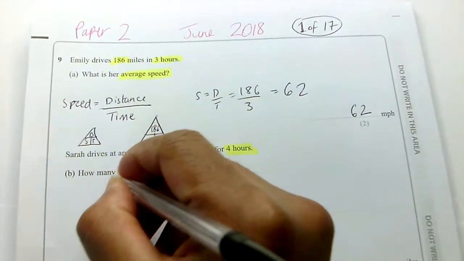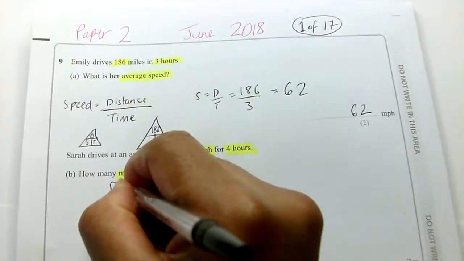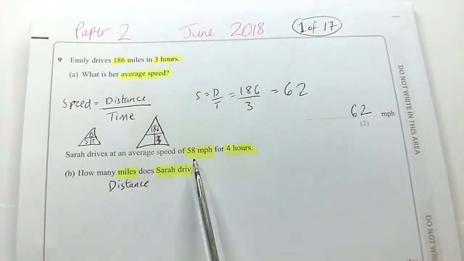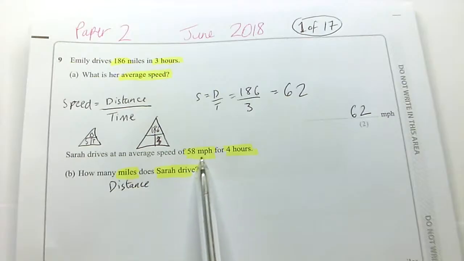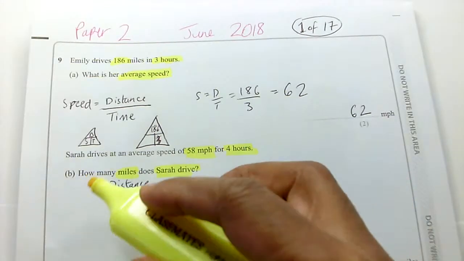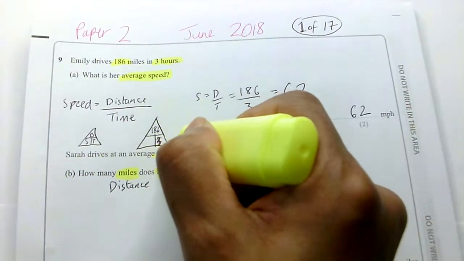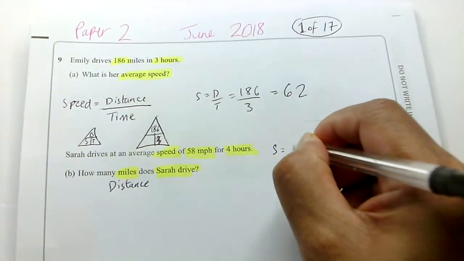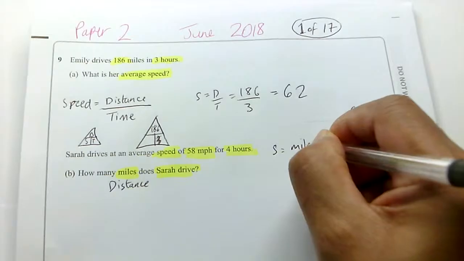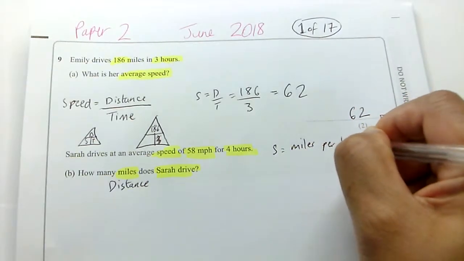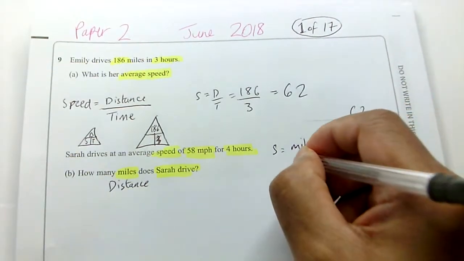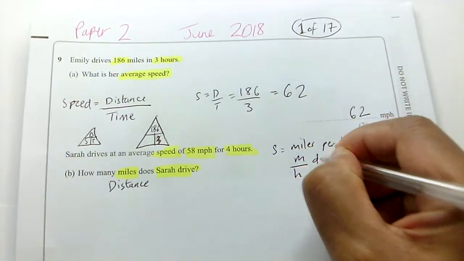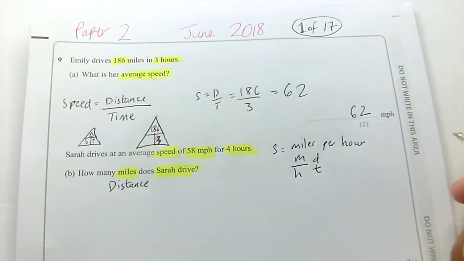How many miles? That tells me distance. Here's a little hint for you. If you don't remember the formula, average speed is miles per hour. Miles is distance and hour is time. So miles per hour.